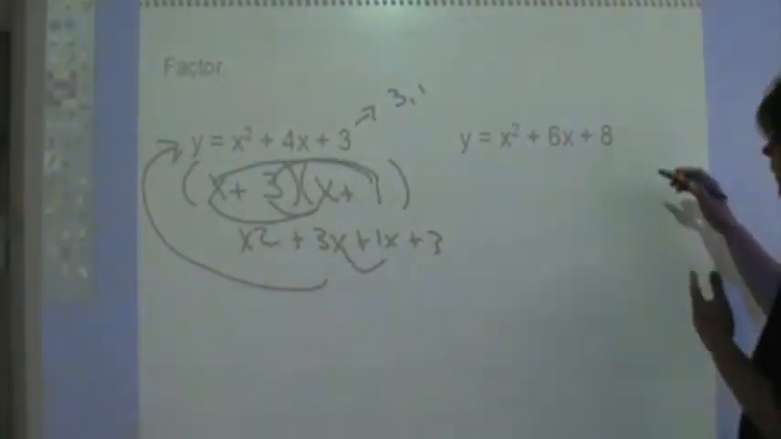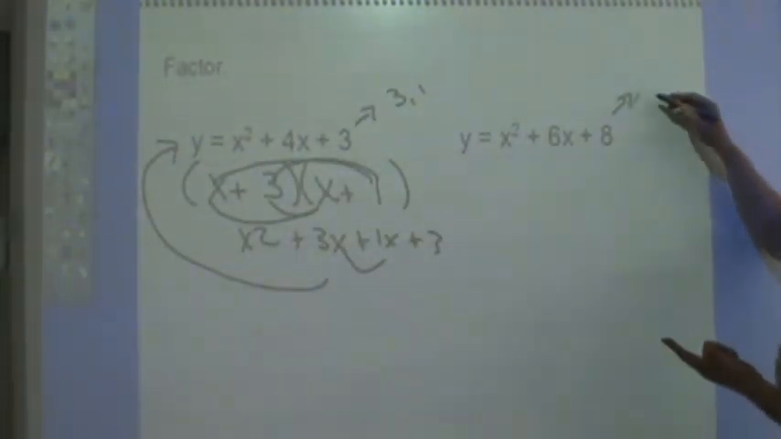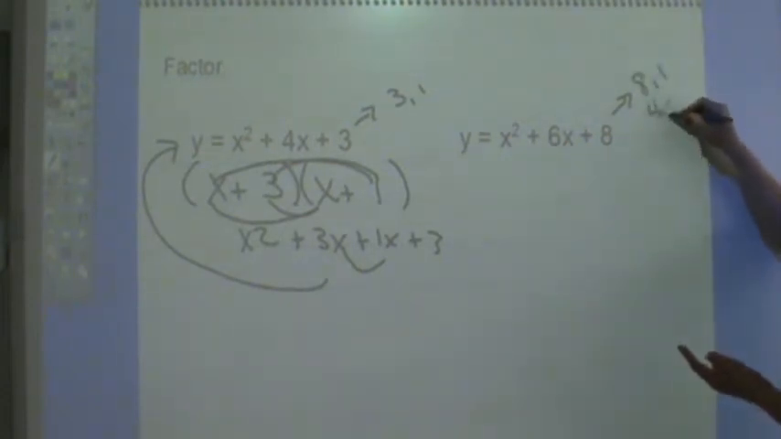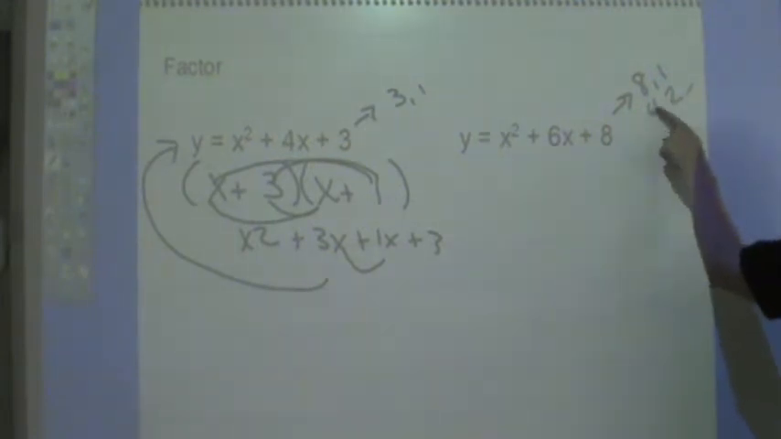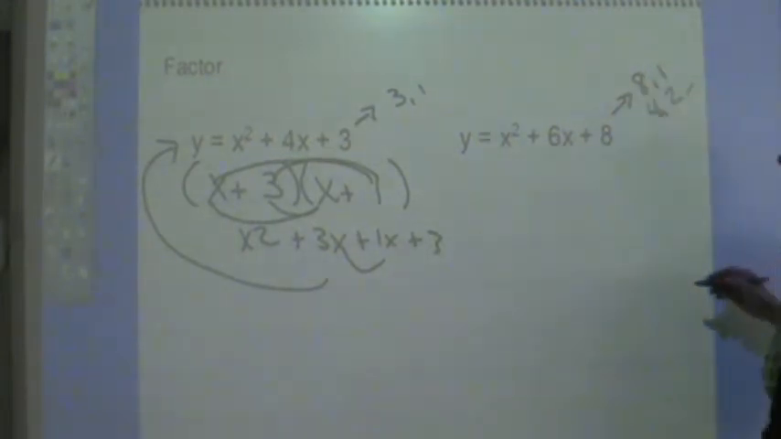All right, well, now with 8, what multiplies to get 8? Well, I can use 8 and 1 or 4 and 2. Well, which one's going to add up to get me 6? Obviously the 4 and 2. 8 and 1 would get me 9. That's not going to be the right factoring.